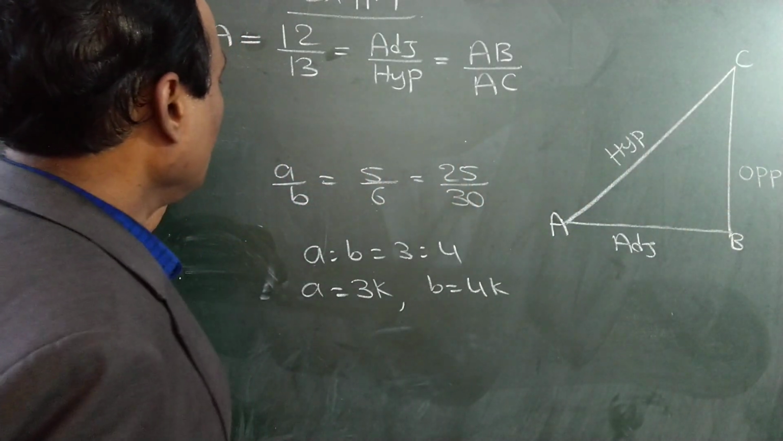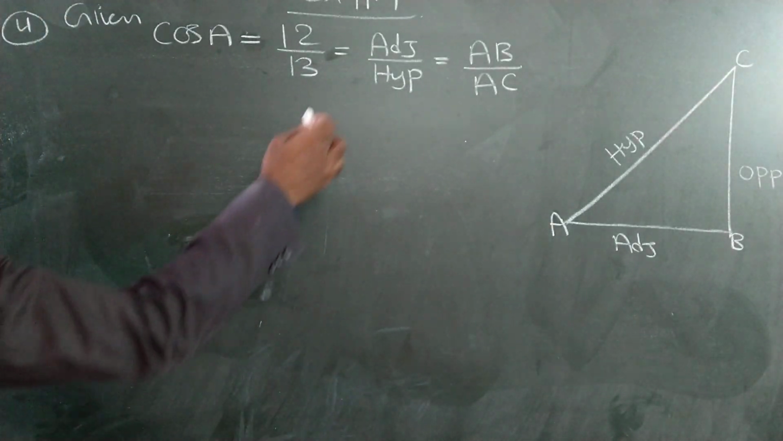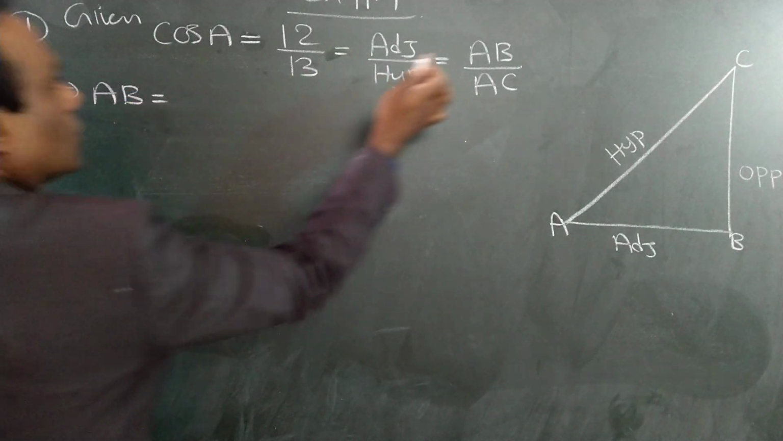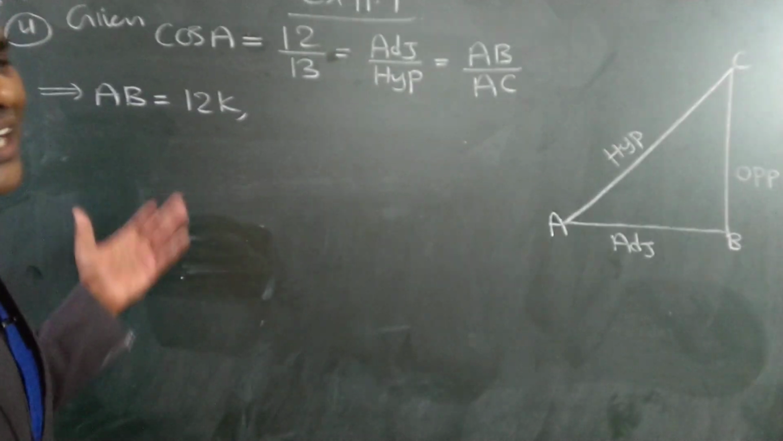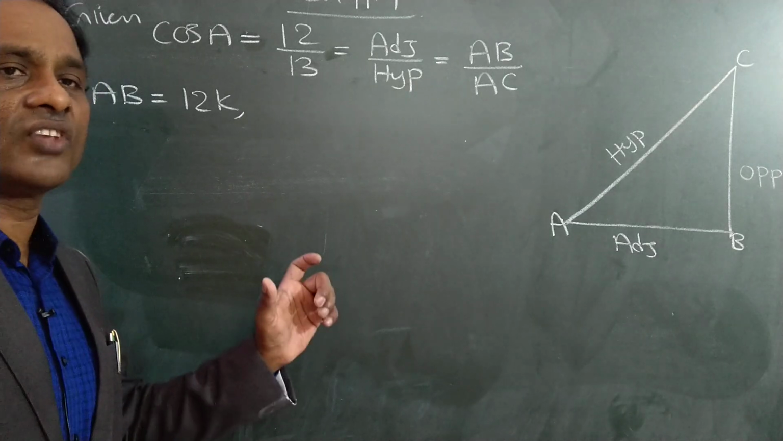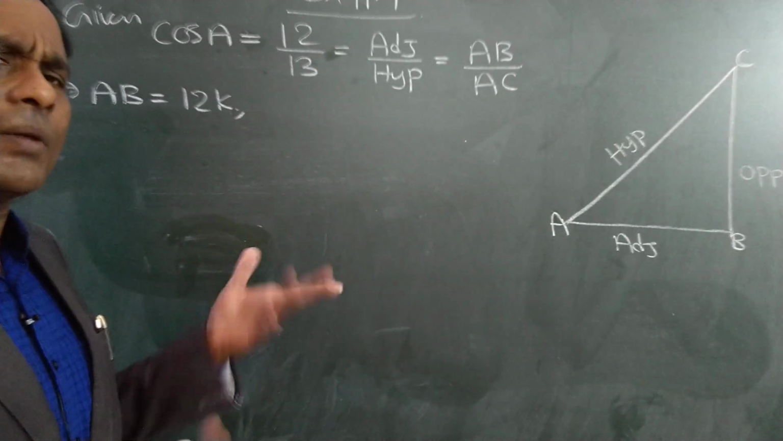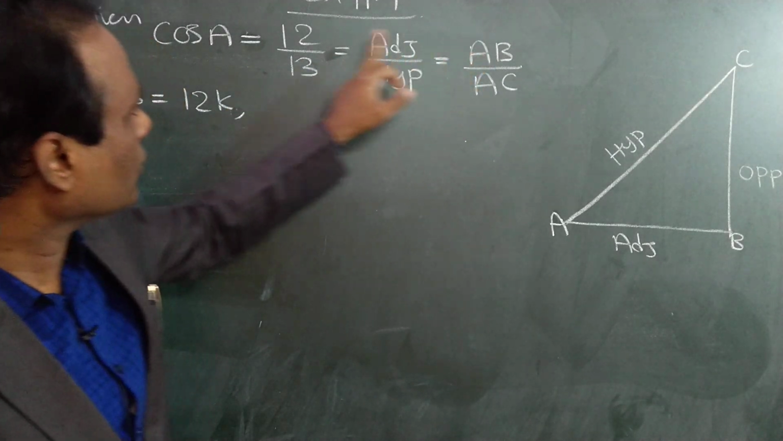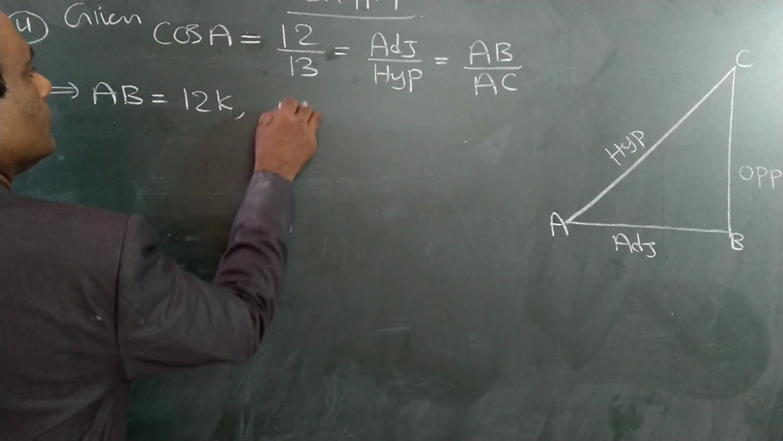So whenever a ratio or fraction is given, we have to take it like this. Now, AB is equal to how much? Directly we should not take 12. Even if you take 12 we will get the answer, but that is not correct. When a fraction or ratio is given, we have to multiply it with some number. If K is 1, then it is 12 only, but K may be any number. So AB is equal to 12K, AC is equal to 13K.